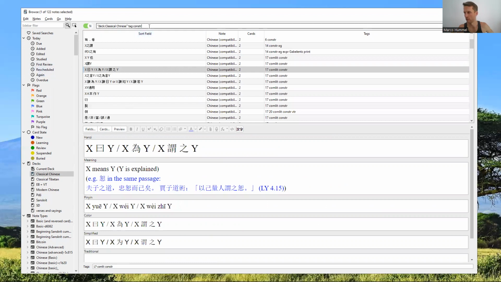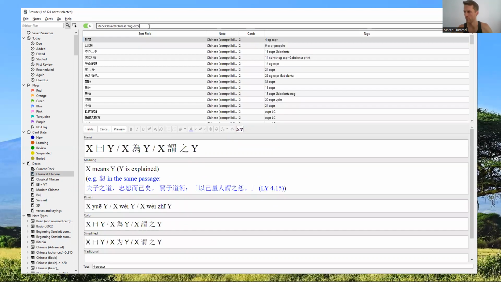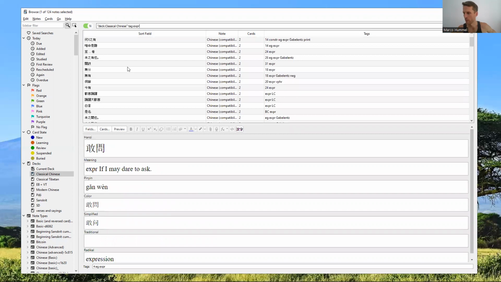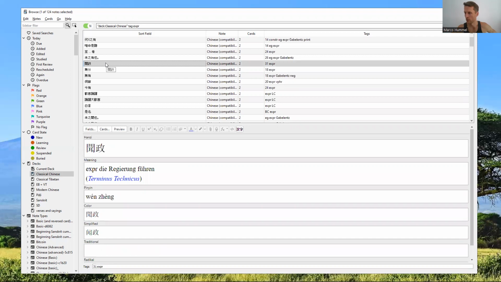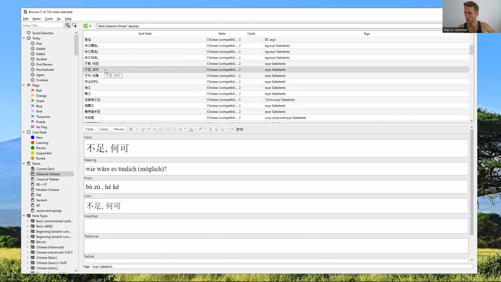Again, we do the same thing here, maybe in classical Chinese as well. Expressions, zack. Ganwen, if I may ask, if I may dare to ask, or Wen Zheng, to lead the government. Wozu, Heke, wie wäre es tunlich möglich? So how would it be possible? So as you can see, sometimes I write in German because German is my mother tongue.